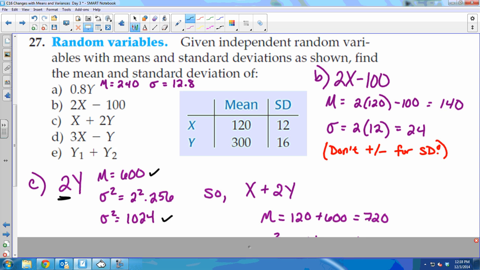So how come we have to do the variance first? We didn't have to do the variance on A and B. You have to use the variance when you're combining two random variables. So on A and B, there's only one variable.